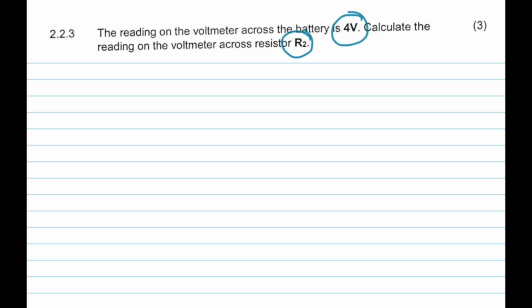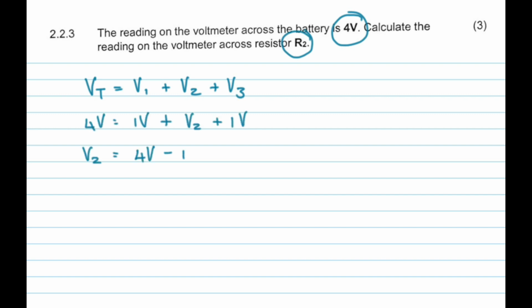Now, when we think potential difference in a series circuit, that means that we're going to be looking at the formula where we have to add the voltmeter readings across the whole circuit to get the total voltmeter reading. Then we need to substitute into that formula. We're going to do a little bit of manipulation and some math, and we should be getting to an answer of 2 volts.